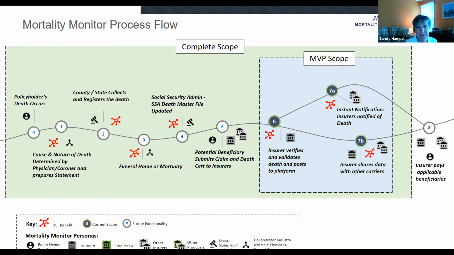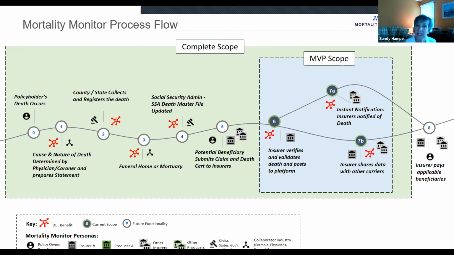And this is where the MVP comes into play, because provided that the carrier has all that information, the carrier can post the decedent profile to the Canopy network, and all of the carriers on that network would be notified in real time. And the carriers would be able to check against that decedent individual within their policy systems to determine if in fact that decedent is one of their policy holders.